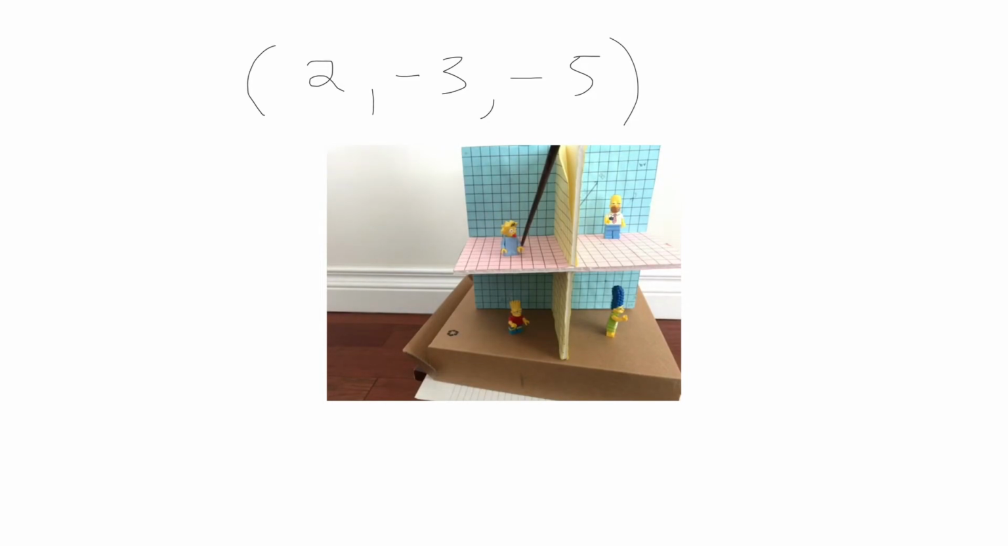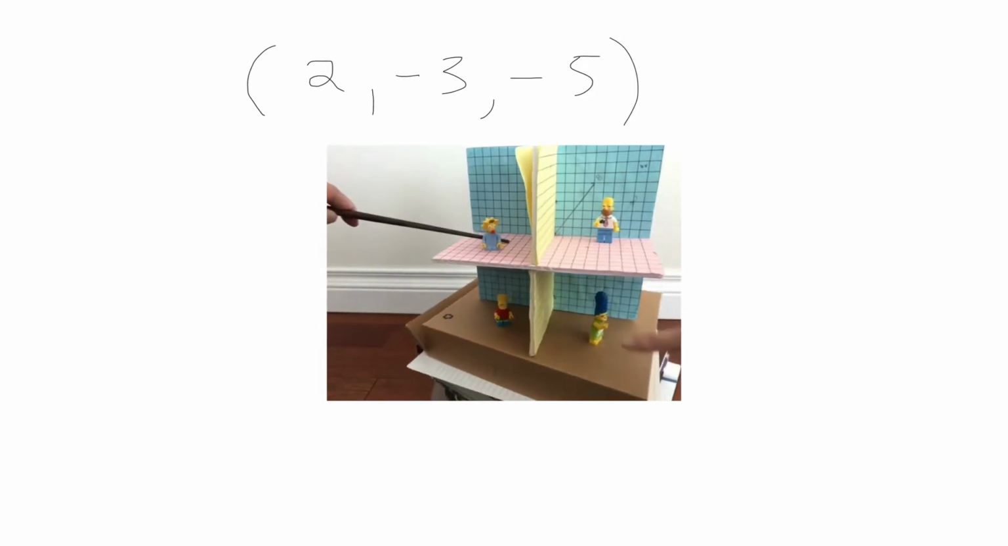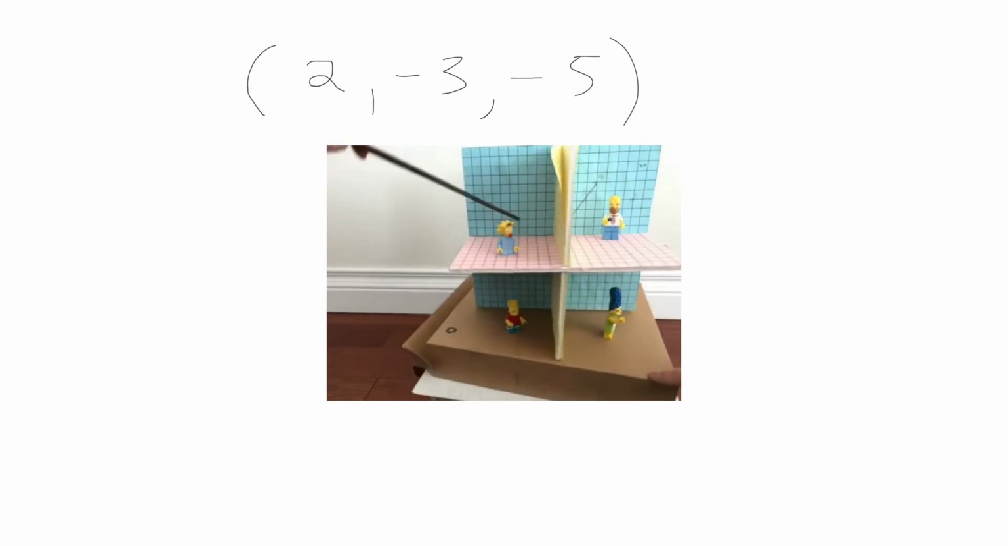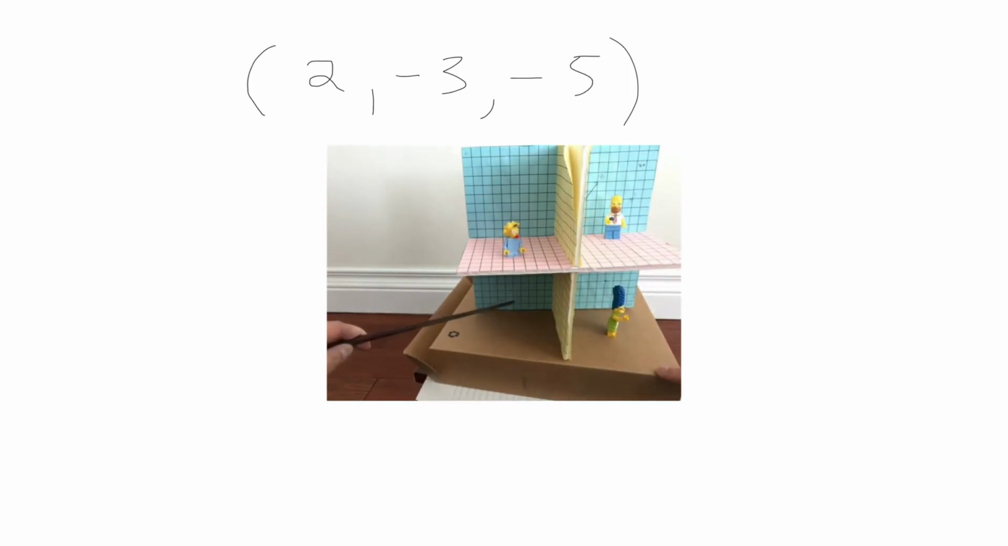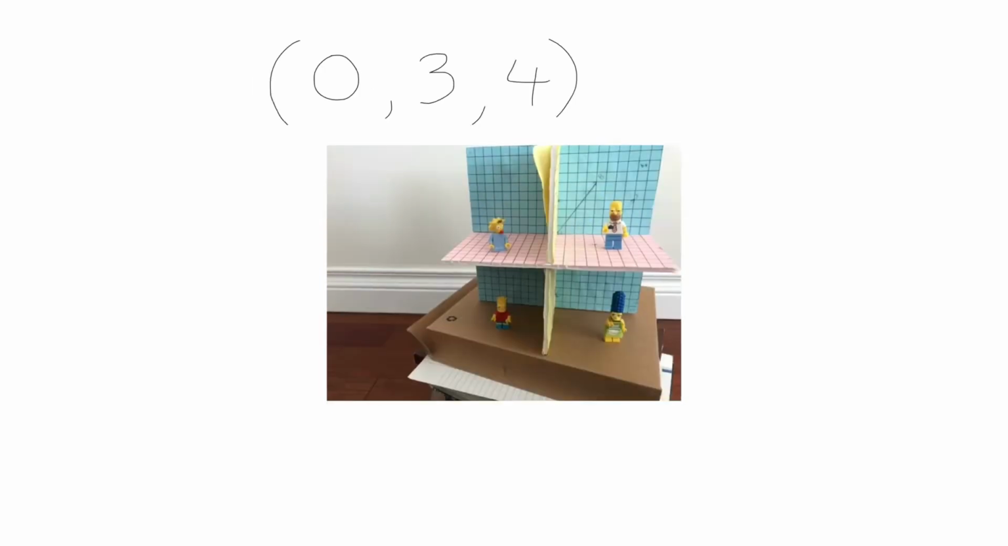But then that -5 means you're going to be going straight down. So over here, I'm going to be going straight down, right? Imagine me puncturing through this floor into the ground. So somewhere over here in Bart's room. In Bart's room. So let's try 0, 3, 4.